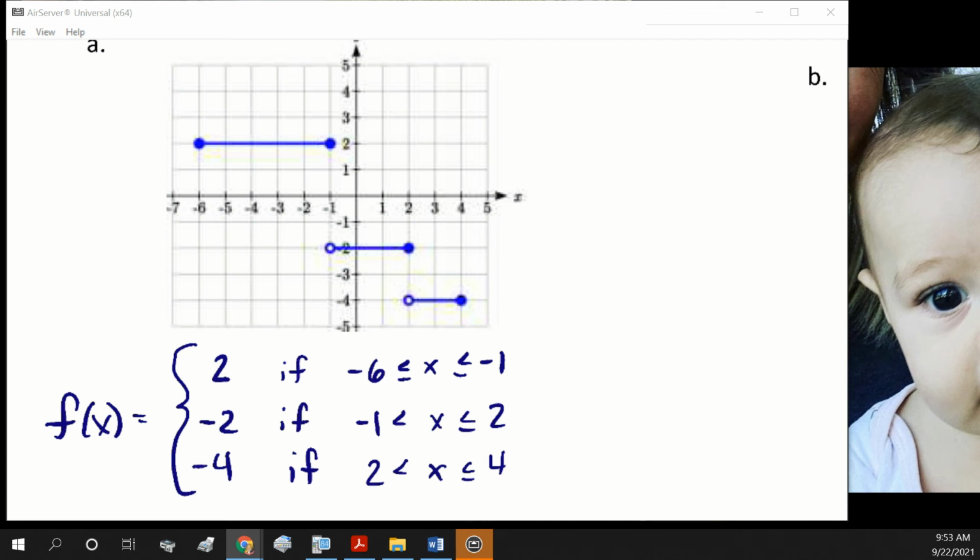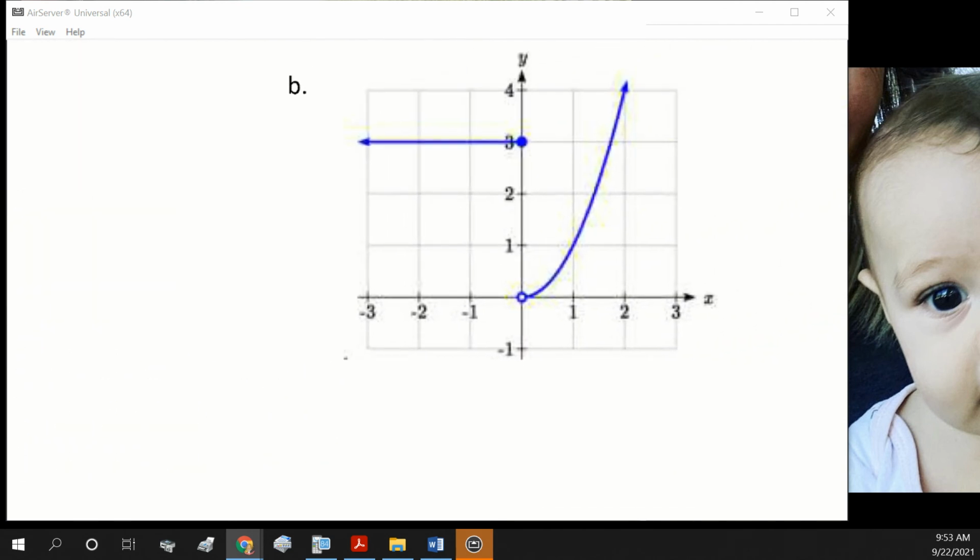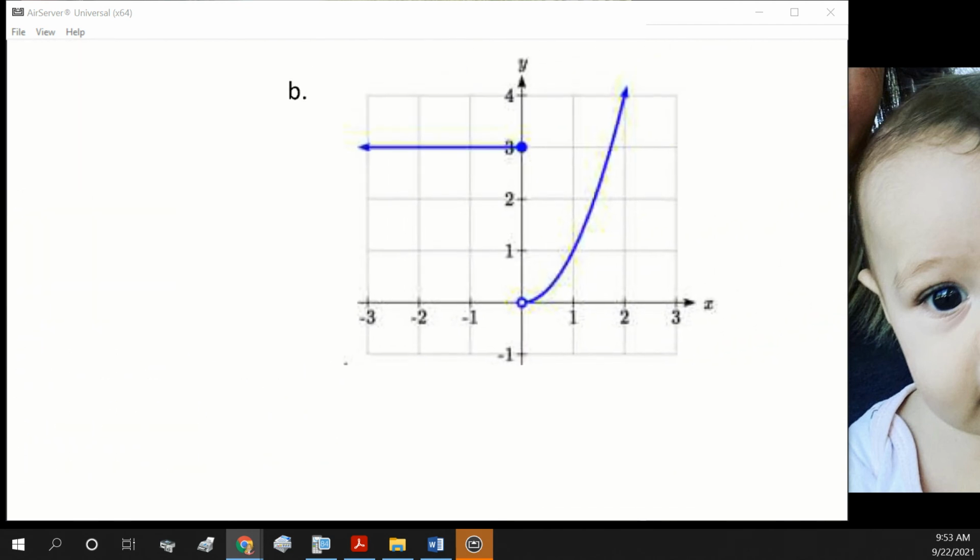Any questions? Okay. Okay, the other one might be slightly more challenging. We do need to have a good understanding of what the parent functions look like, and I feel like you guys do. So let's go write this one. F of x equals, we are going to have 2 pieces.